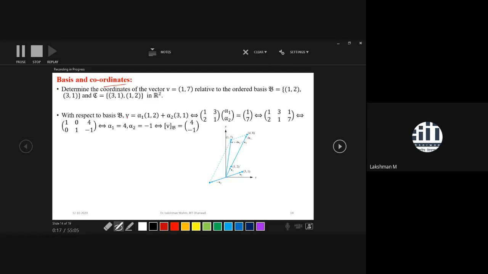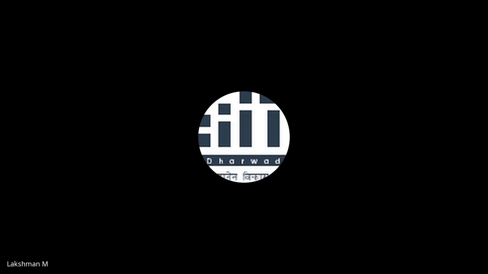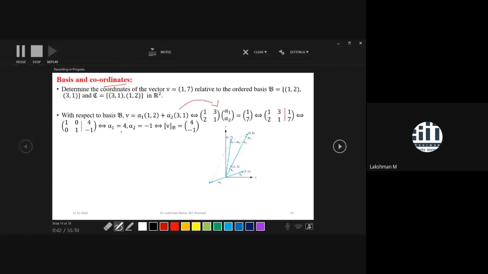That means we are writing this element v as a linear combination of elements from beta, that is alpha 1 times (1, 2) plus alpha 2 times (3, 1). In order to get alpha 1 and alpha 2, you have to solve this system of equations. The last column is the augmented column, so apply reduced row echelon form or the Gaussian elimination method. From that you will get alpha 1 equal to 4 and alpha 2 equal to minus 1. It says that the coordinate of the given vector (1, 7) with respect to the first basis beta is (4, -1).